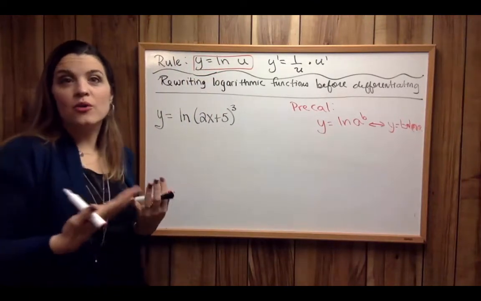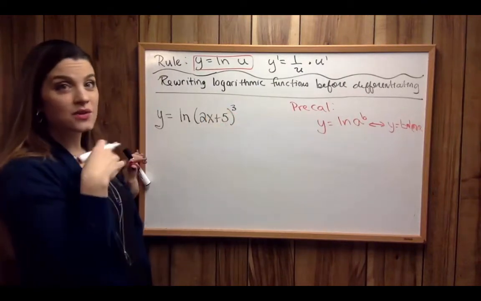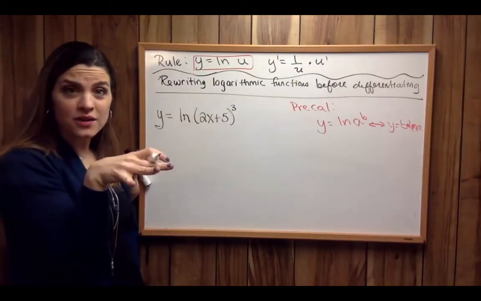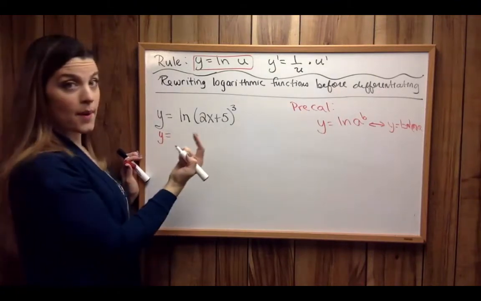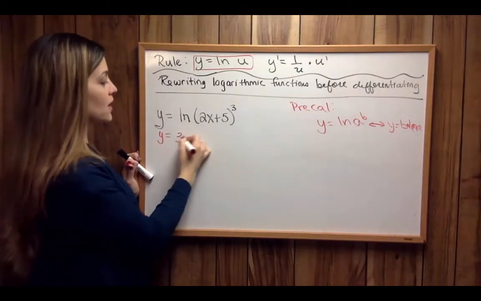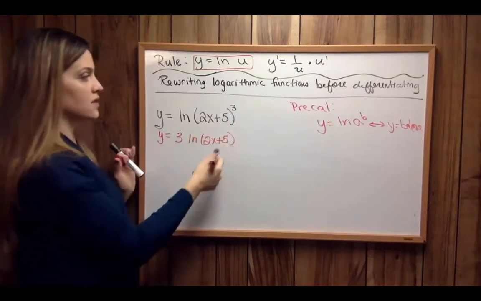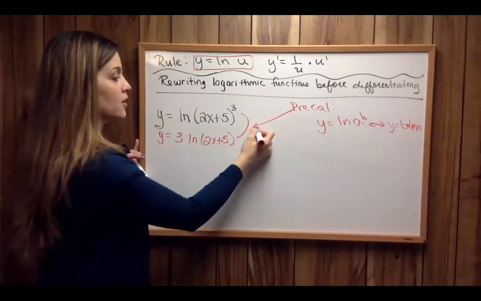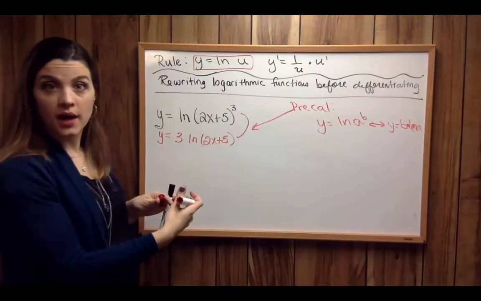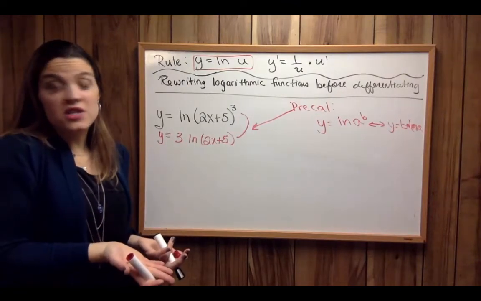Remember, this is a logarithm law, which is not a derivative. So I could rewrite this, and it's not using a power rule. We're not doing any calculus here. We're just rewriting it. So y, not y prime, but y, is 3 ln of 2x plus 5. Pre-calc, pre-calc. Then from here, this is a really easy question to differentiate.